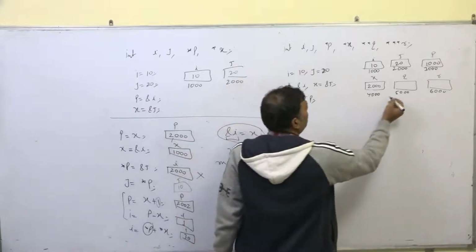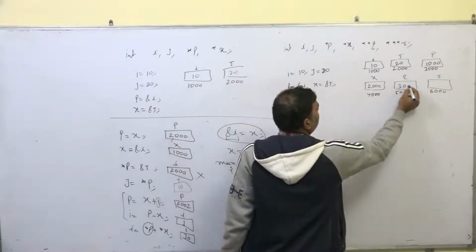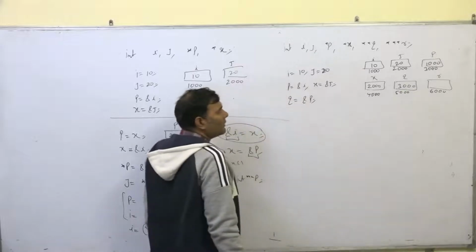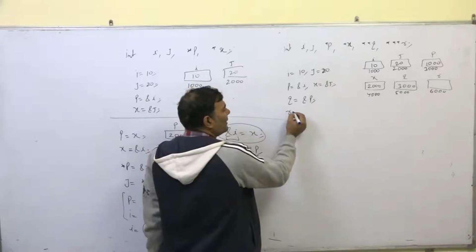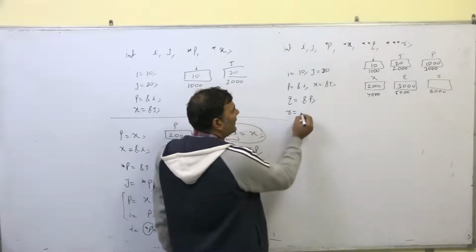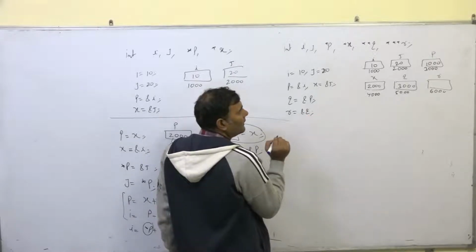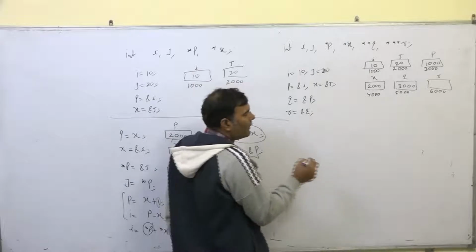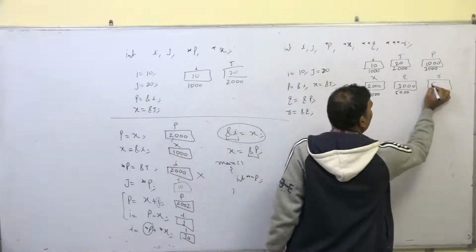So in Q, what can it hold? 3000. And R is what? Triple pointer. So what can it hold? Address of Q. Address of Q. So now it can hold 5000.